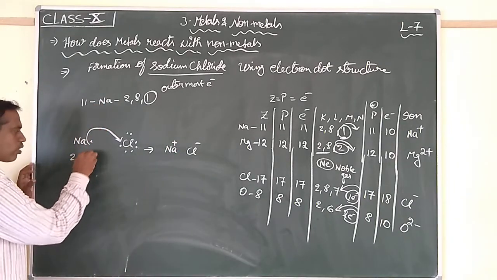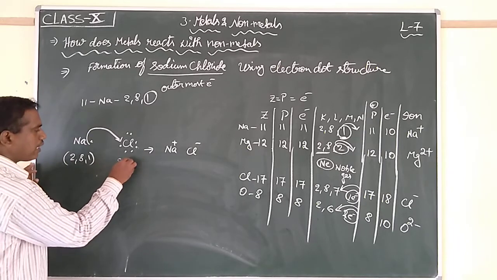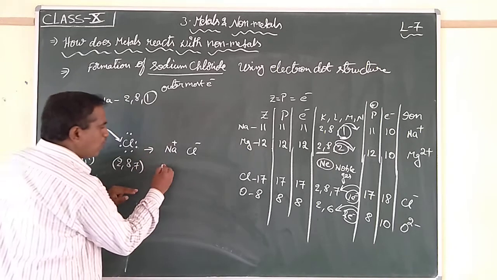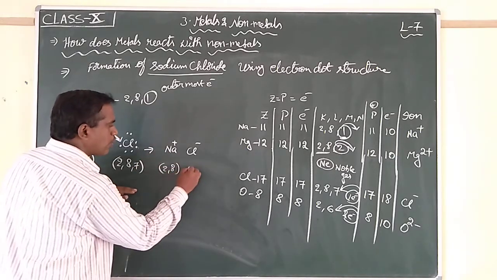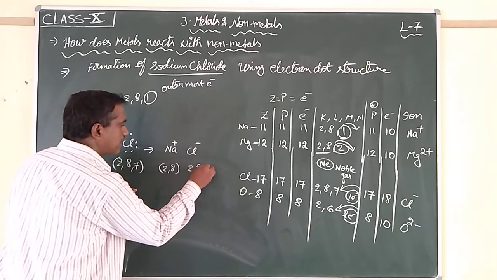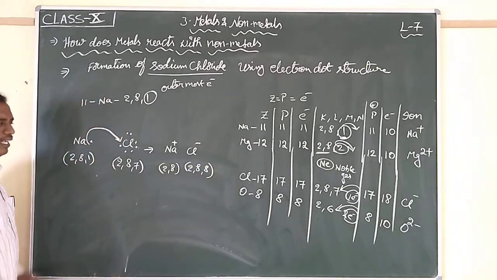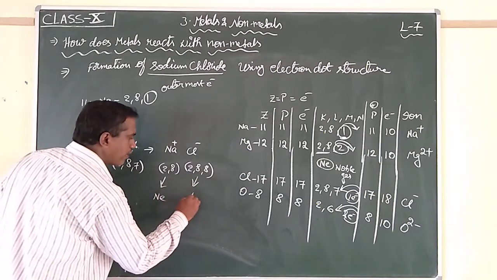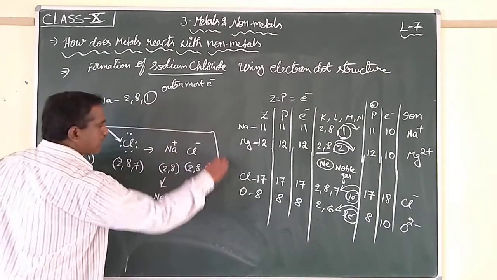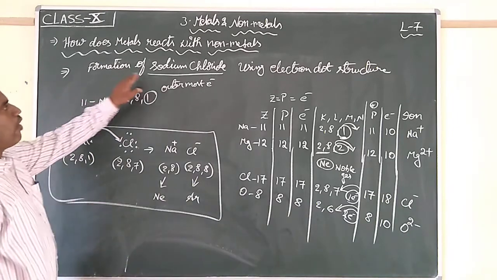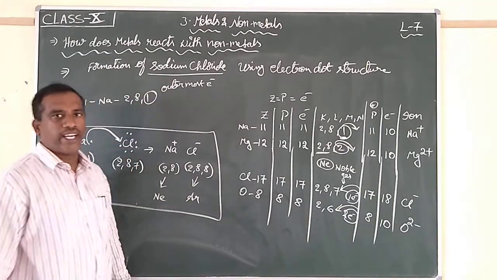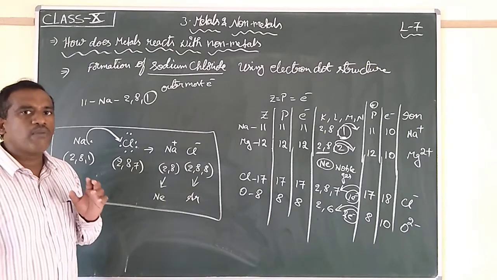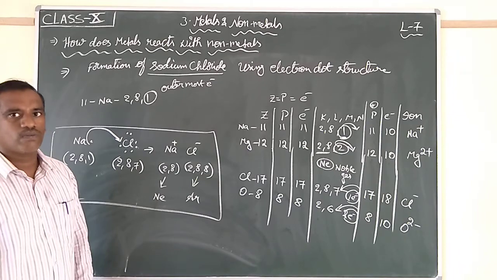Don't forget to write the electronic configuration. Sodium is 2, 8, 1 and here chlorine is 2, 8, 7. But now what is the electronic configuration of sodium? 2, 8, and that of chlorine is 2, 8, 8. Because one is showing the electronic configuration of neon, and the other is showing that of argon. So this is the formation of sodium chloride. Okay children, we can take one more example: formation of magnesium oxide.